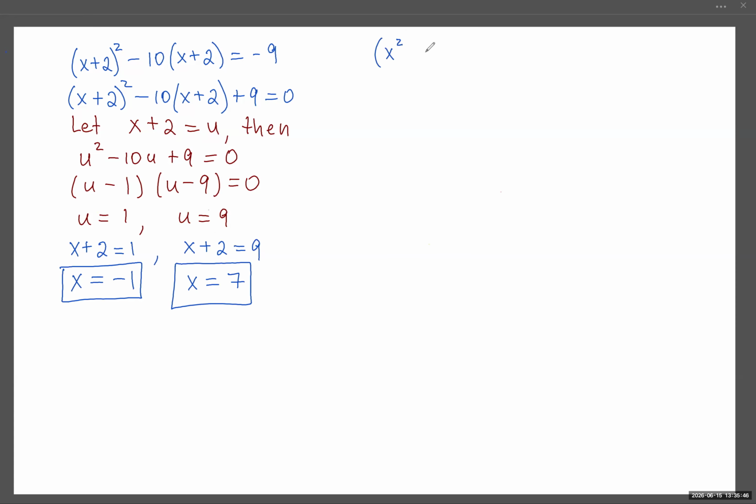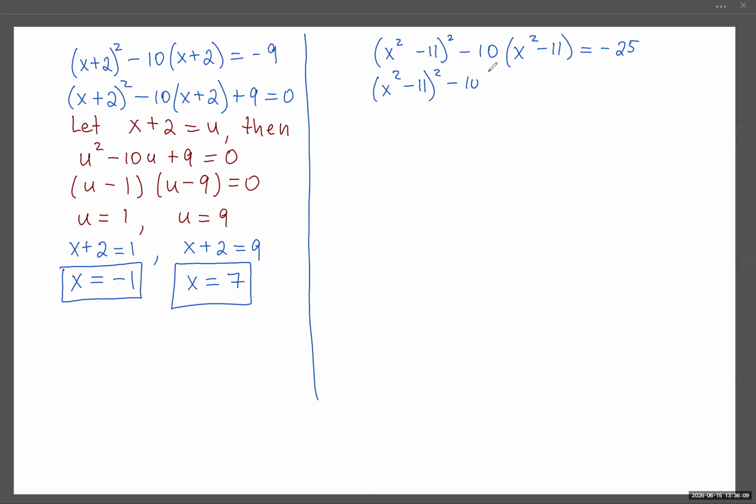And then this type of equation where we have double squares going on. So x squared minus 11, then squared again, minus 10, x squared minus 11 equals negative 25. Step 1 is still to put everything on one side. I'll go ahead and break that up. So x squared minus 11 squared minus 10, x squared minus 11 plus 25 equals 0.